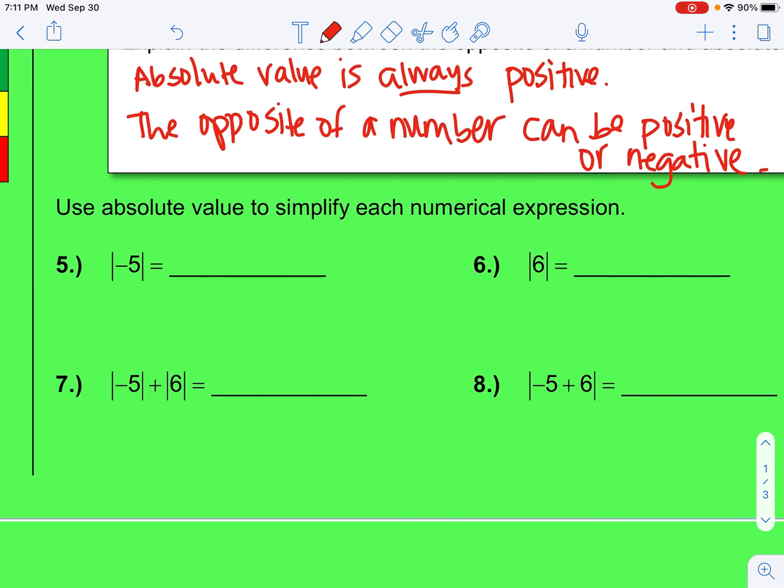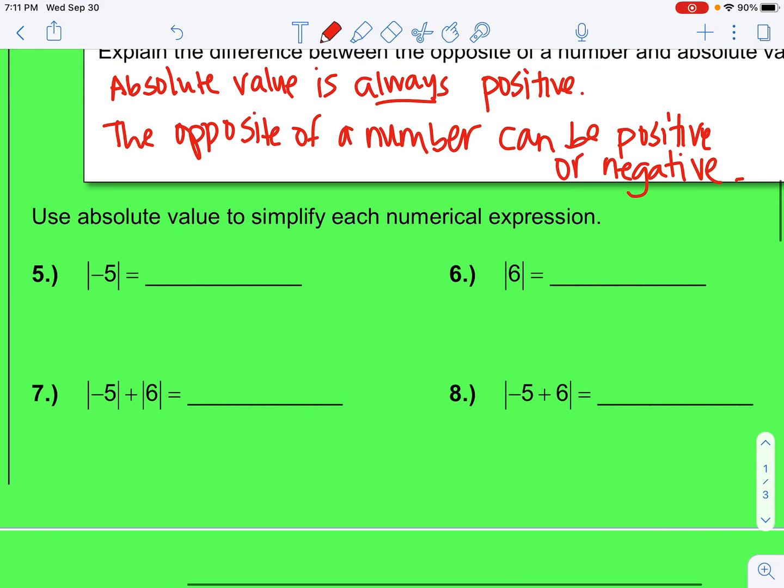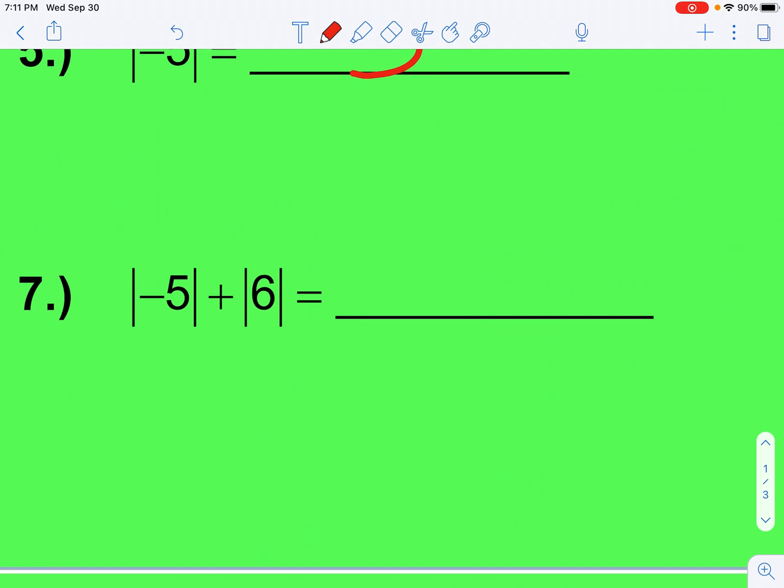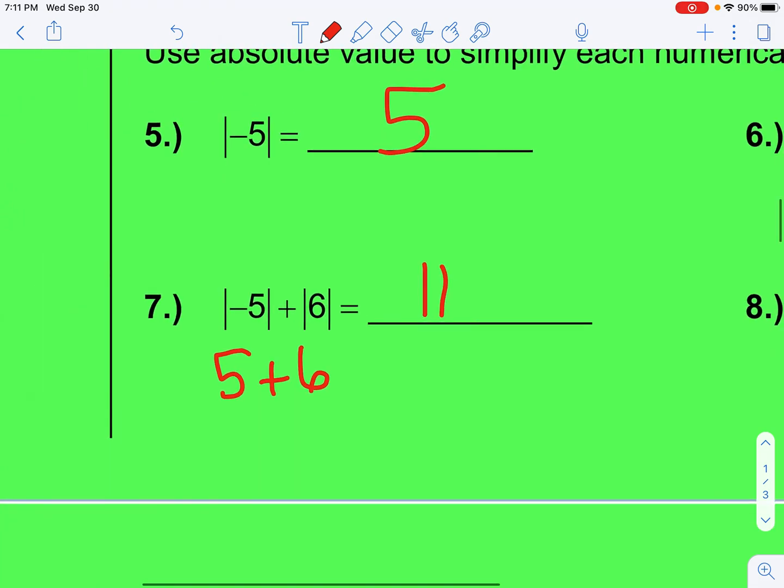Alright, so now we need to use absolute value to simplify each numerical expression. Absolute value is always positive, so the absolute value of -5 gives me 5. Number 6, the absolute value of 6 is simply 6. When I look at number 7, the absolute value of 5 plus the absolute value of 6. I can't do any adding until I figure out what the absolute values of those numbers are. So I have 5 plus 6, which gives me a sum of 11.